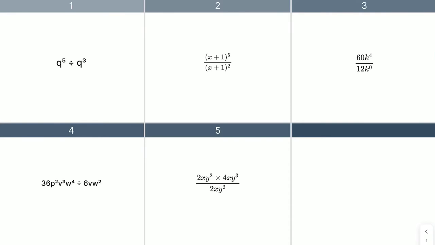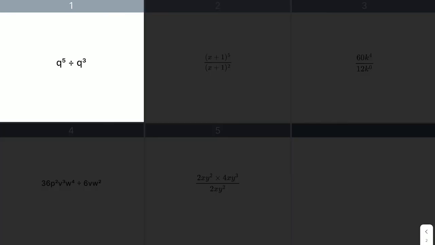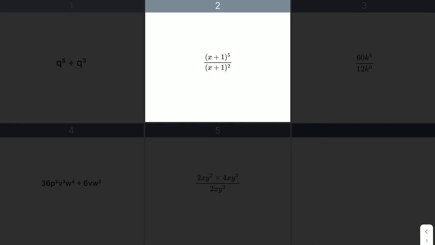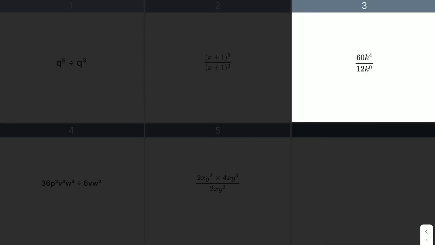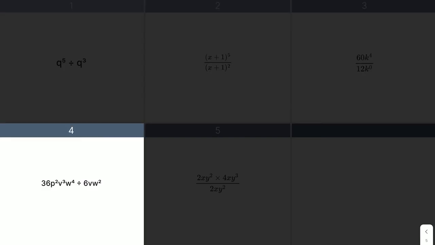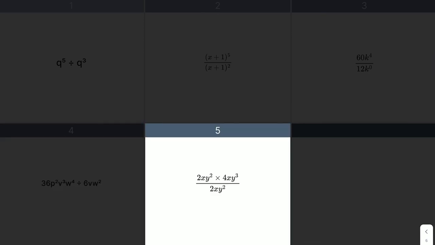Division with algebra is what we're going to look at in this video. So we're going to start off by looking at some simple questions like this, and then move on to looking at fractions like this, and then looking at indices with numbers, and then something a little bit trickier like this, and finally wrapping up with some difficult questions like this one.